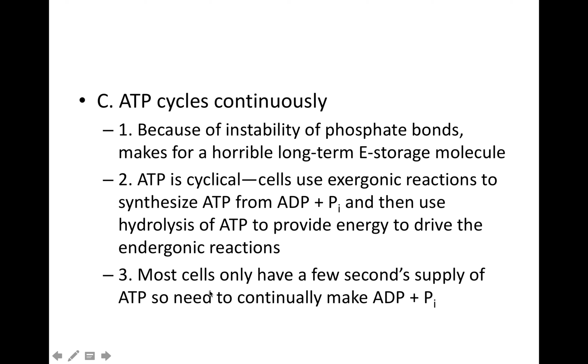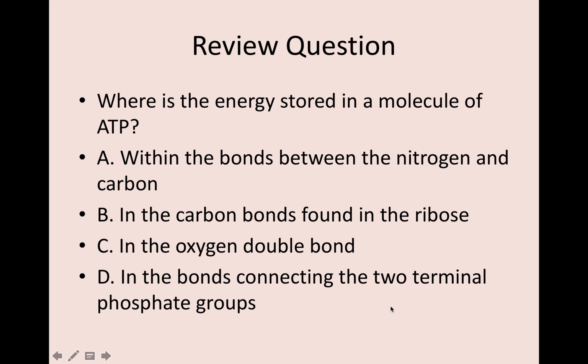And really, you only have 50 grams of ATP in your entire body, which is a really, really small amount. So essentially, you only have a few seconds of supply of it. So your body is continuously making ATP from ADP plus P.